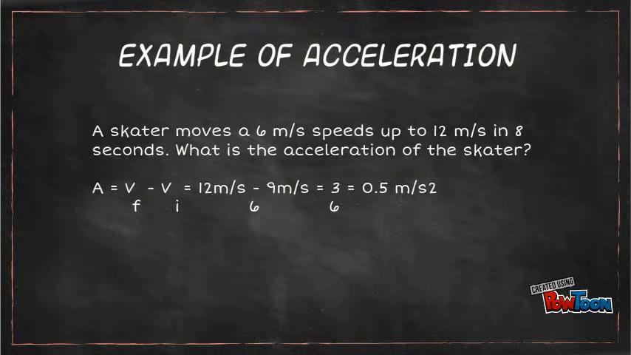Example of acceleration: a skater moves at 6 meters per second, speeds up to 12 meters per second in 8 seconds. What is the acceleration of the skater? A equals final velocity minus the initial velocity equals 12 meters per second minus 9 meters per second over 6. 3 over 6 equals 0.5 meters per second squared.